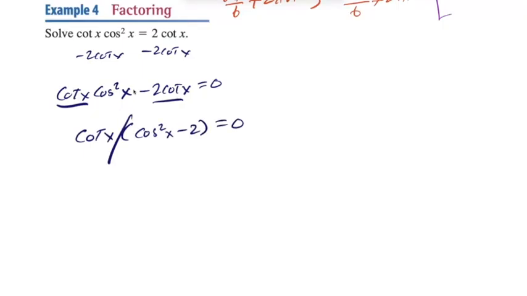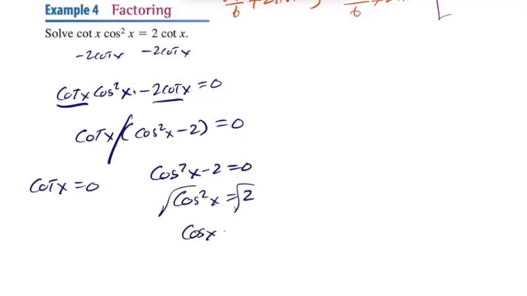We're going to split and solve each one separately. Cotan x equals 0. Cosine squared x minus 2 equals 0. Add 2 to both sides. Square root it. I get cosine of x equals square root of 2. Now you might wonder, wait, I don't remember having a cosine of 2 over 1. That's right, because cosine can't do it. Remember, sine and cosine have to be between 1 and negative 1. Always think about the graph.